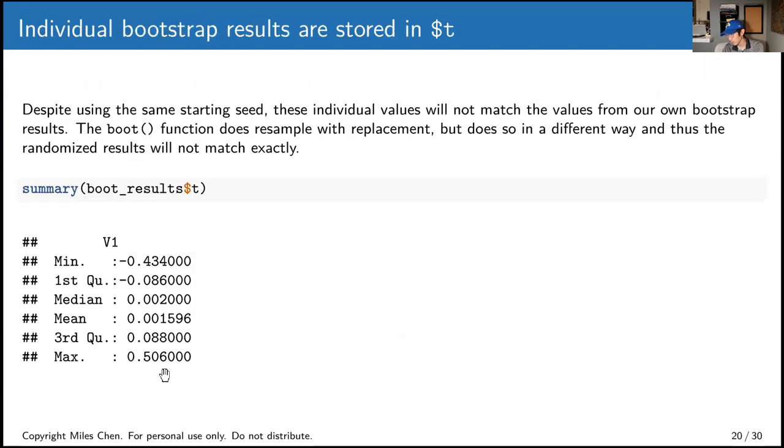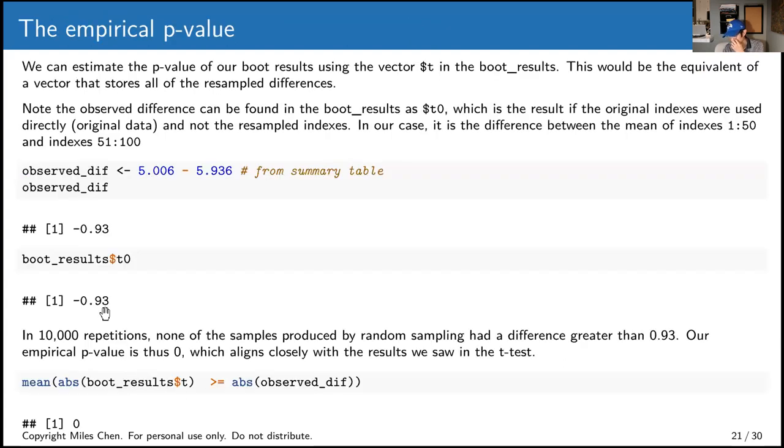So after 10,000 observations, the largest difference we encountered was 0.506. Not once do we encounter a difference of 0.93 or greater. So this would indicate we have a p-value of basically 0. Okay, our empirical p-value is 0. And that aligns with what we saw in the t-test.